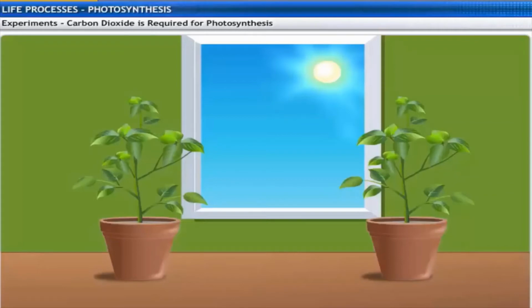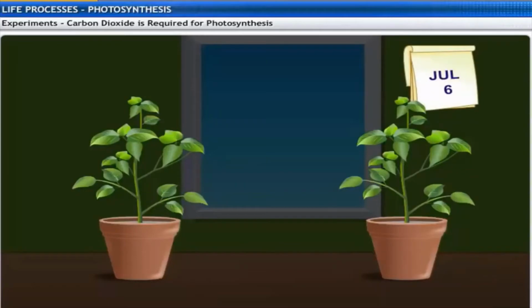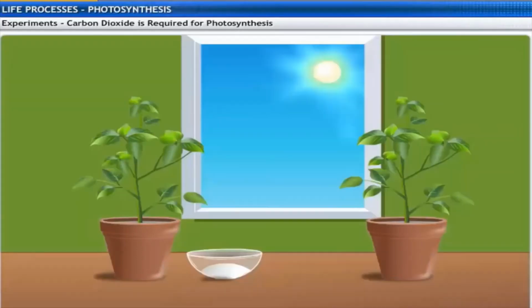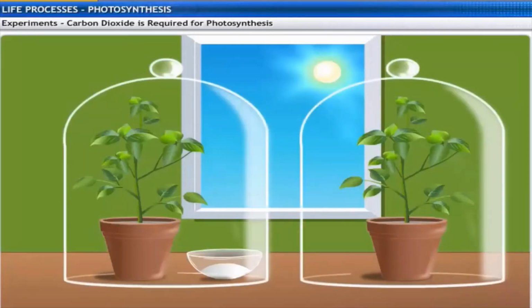Take 2 healthy potted plants of the same size. Keep the potted plants in a dark room for 3 days. Now, place a watch glass containing potassium hydroxide beside one of the potted plants. Potassium hydroxide is used to absorb carbon dioxide. Next, cover both the plants with separate bell jars as shown. Seal the bottom of the bell jars to the glass bottom surface so that the setup is airtight.